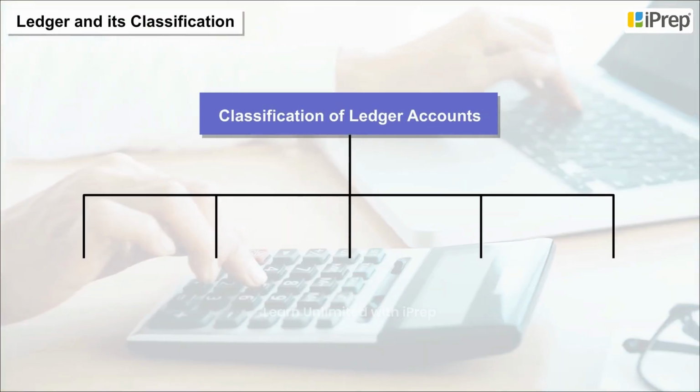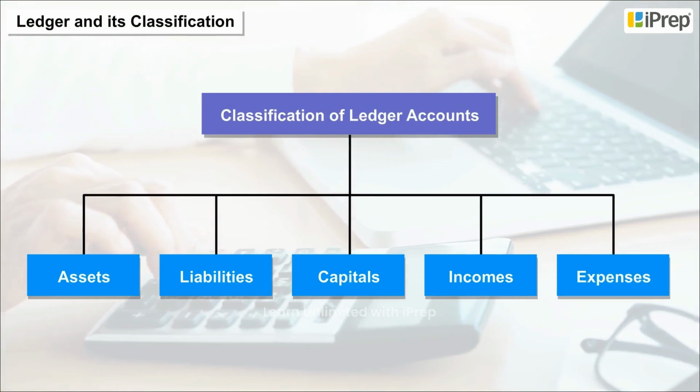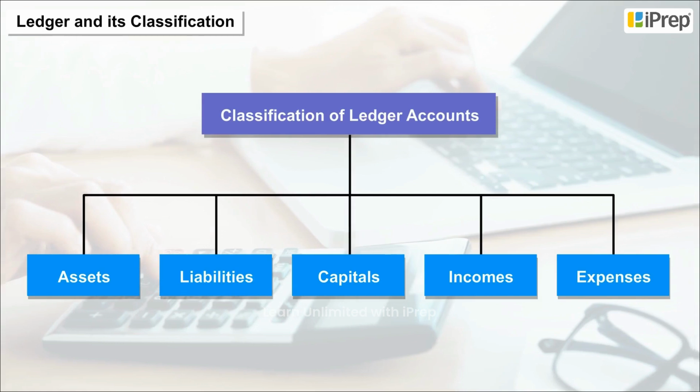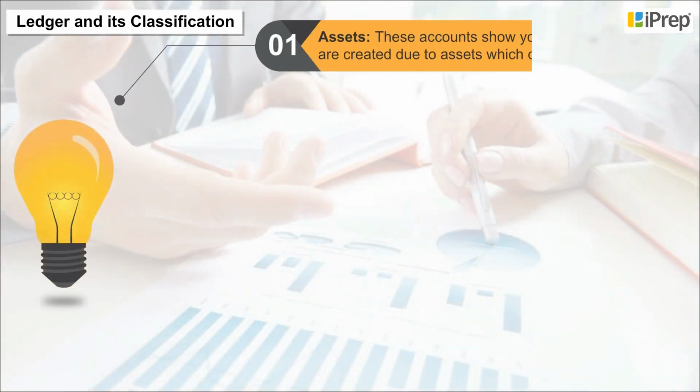Ledger and its classification. There are different types of accounts. Each of them is prepared differently. They are found in the main nominal ledger and support different features. The 5 types of accounts are: 1.